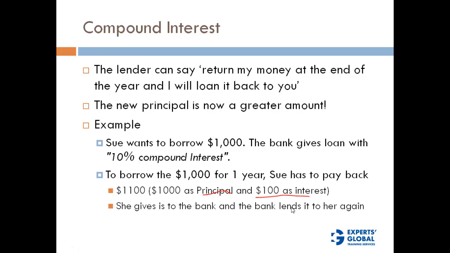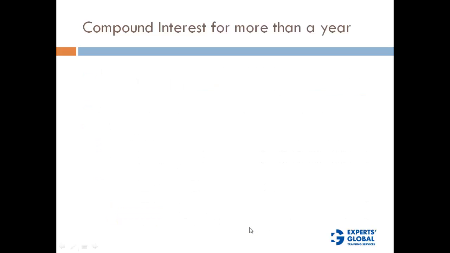But to borrow it for the second year, what does she have to do? She gives it back to the bank and the bank lends it again to her. So the new principal now becomes 1100. In simple interest, the principal remains the same, whereas in compounded interest, the principal changes every year. So the principal is going to increase every year. So the interest that you pay in compound interest is going to be much higher than the interest that you pay in simple interest. So let's look at how compounded interest works for more than a year.